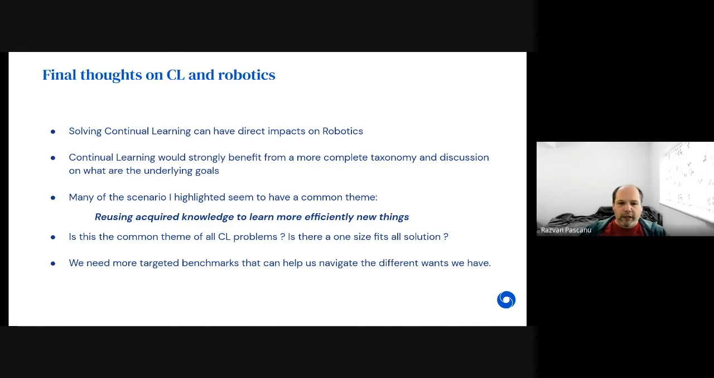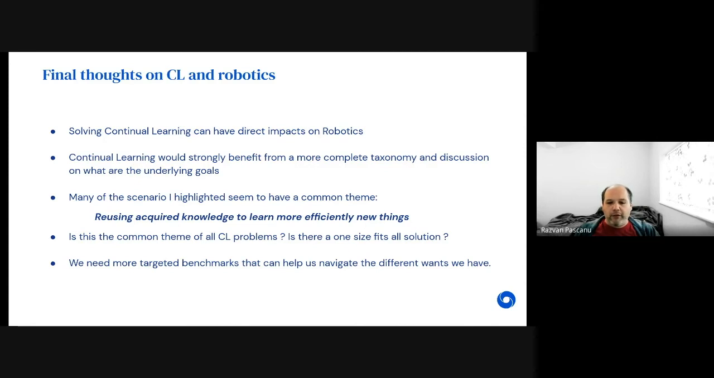There are some common themes as well for these different perspectives. For example, the goal of reusing acquired knowledge to learn more efficiently on new data can be seen as a common theme for all the three views that I've provided. Does that mean that we can collapse them into a single set of constraints, into a single problem? And does that mean that there is a one-size-fits-all solution that will be optimal to address and deliver all of these goals? On that part, I'm not that sure, and I'm leaning towards no.